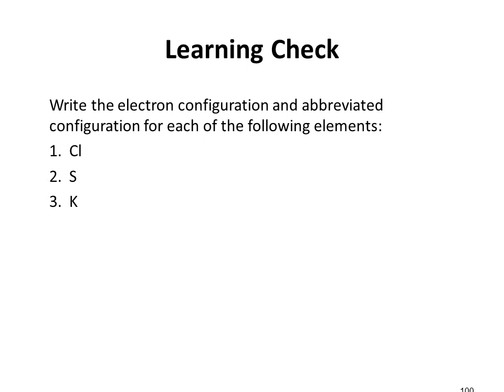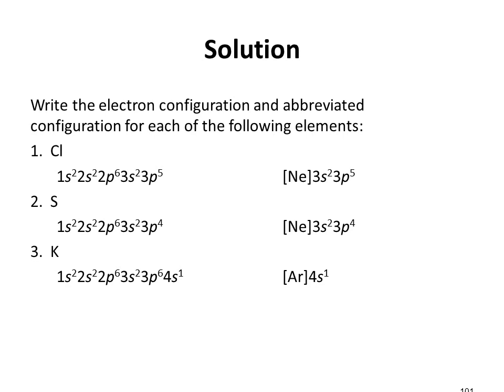And so in this learning check, it asks us to write down the electron configuration and abbreviated configuration for each of the following. So we'll just show the answer and go through explaining it. Chlorine, if you look for chlorine, it's in period 3, group 17. And so there you fill up your 1s, so you have 1s2, you fill up your 2s, so you have 2s2. You fill up your 2p, so you have 2p6. You fill up your 3s, so that's 3s2, and then you're left with 3p5.